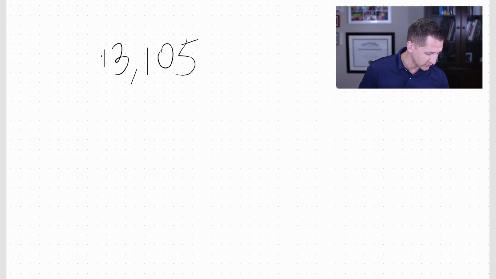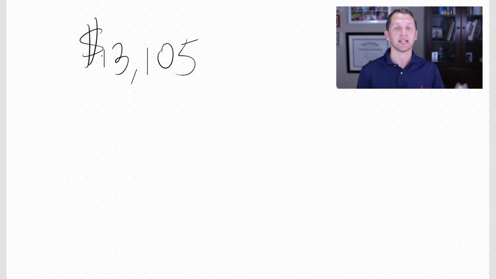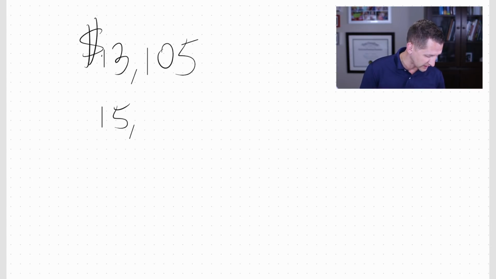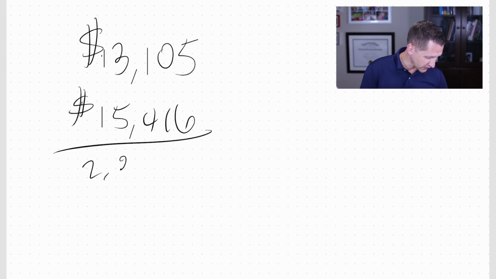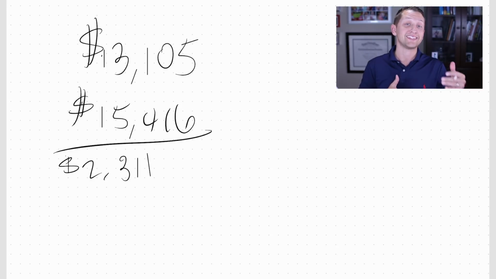But wait a second, how did they get to that math? So here's how it's done. So first we had a taxable income of $13,105. That was with saving $10,000 into our 401k. And then it went up to $15,416. So that's a difference of $2,311. So by knowing that we wanted to save $10,000, we were able to know upfront that our tax liability was going to be an estimated $2,311.